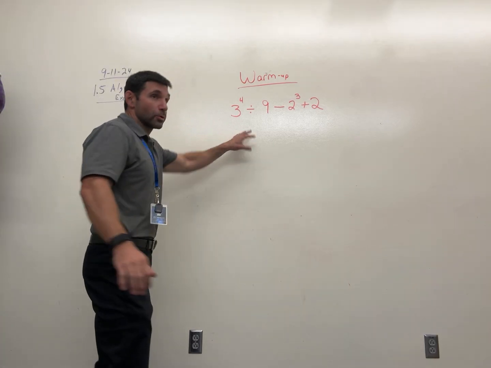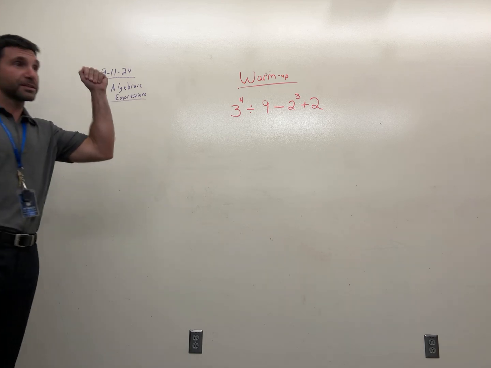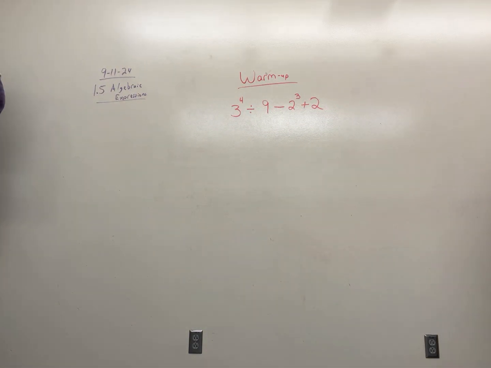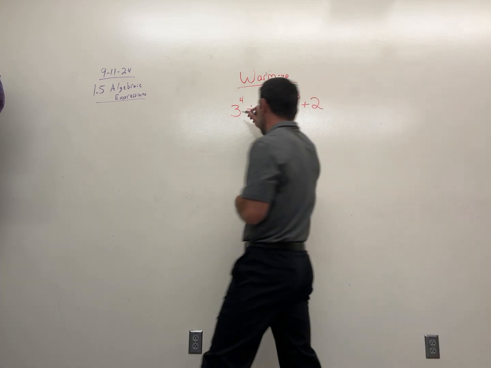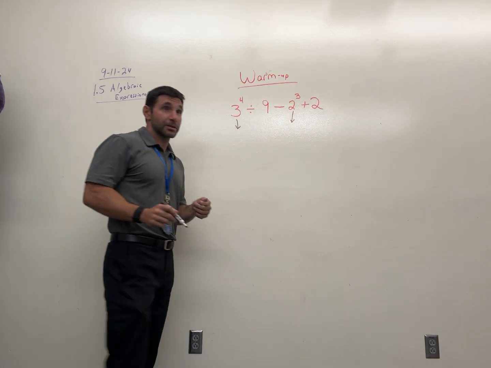This is an order of operations problem. In the order of operations, we have grouping symbols, exponents, multiply, divide, add, subtract. My question to you right now is, are there grouping symbols? No, there are no grouping symbols whatsoever. Are there exponents? Yes. This 3 to the 4th has an exponent, and this 2 to the 3rd has an exponent.